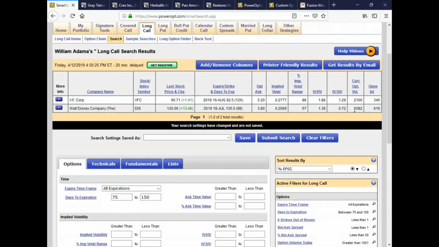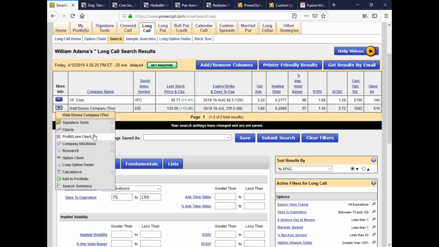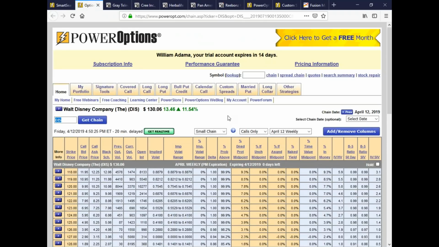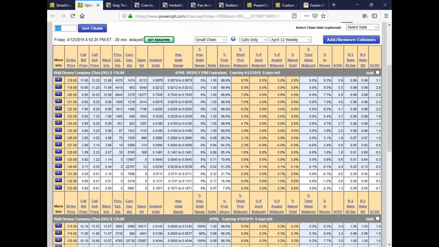Walt Disney, that doesn't surprise me. An open interest of 616 for the July 19, 135 call. We're in long call, right? Yep. And volume today of 1,082. Let's take a look. I'm curious about some, just on the call side, because I'm in a long call search, so it's already limited to just showing me the calls.